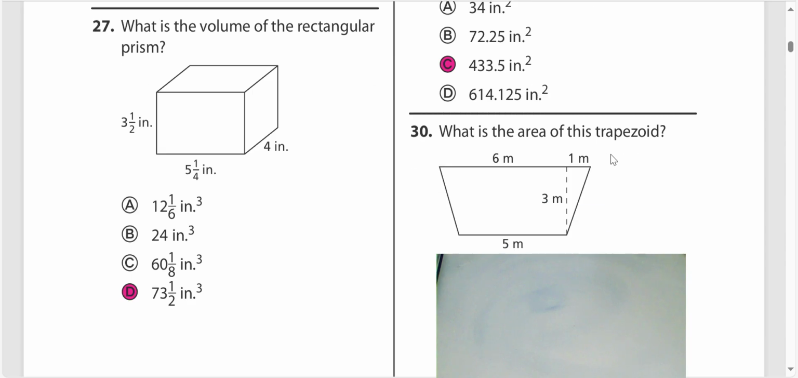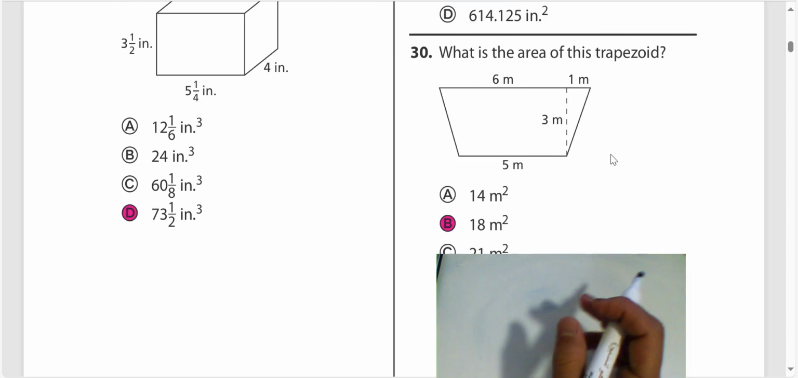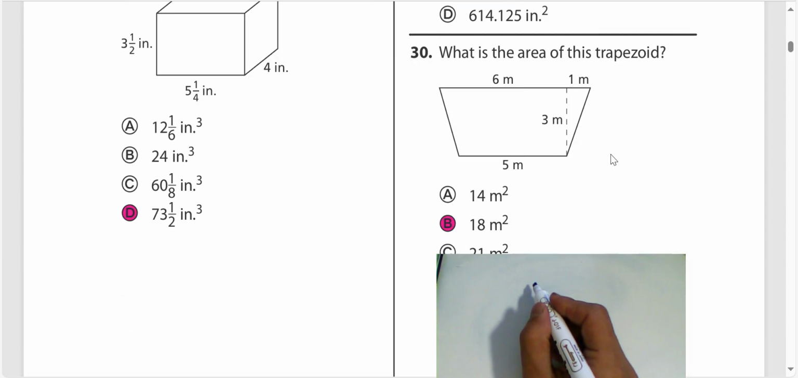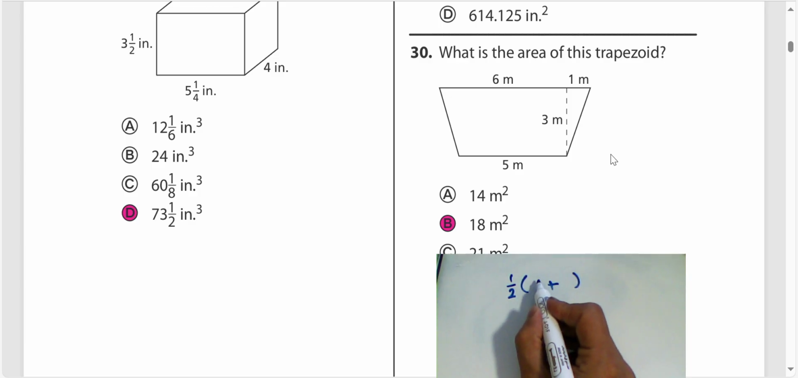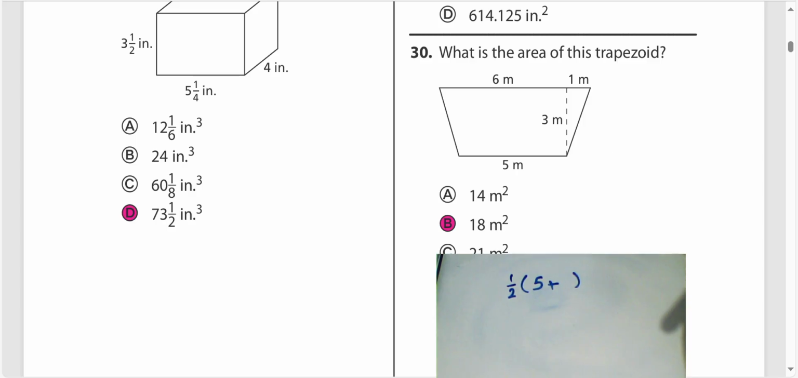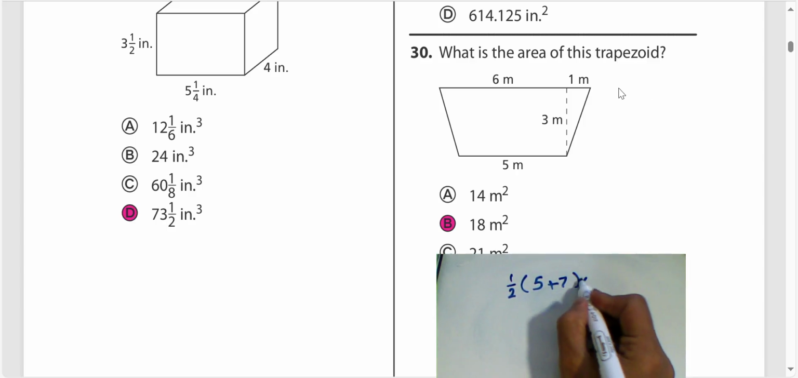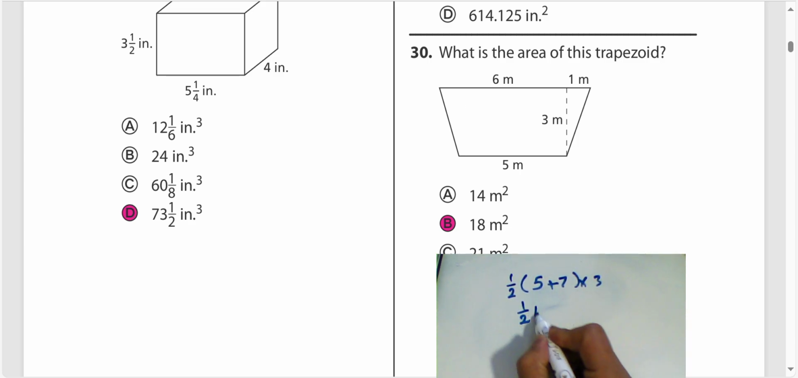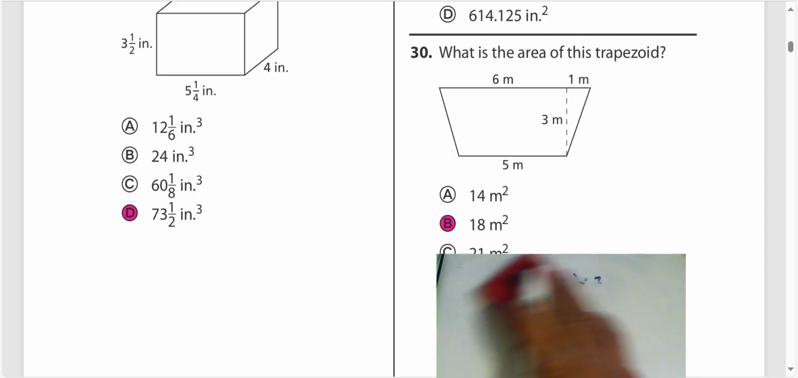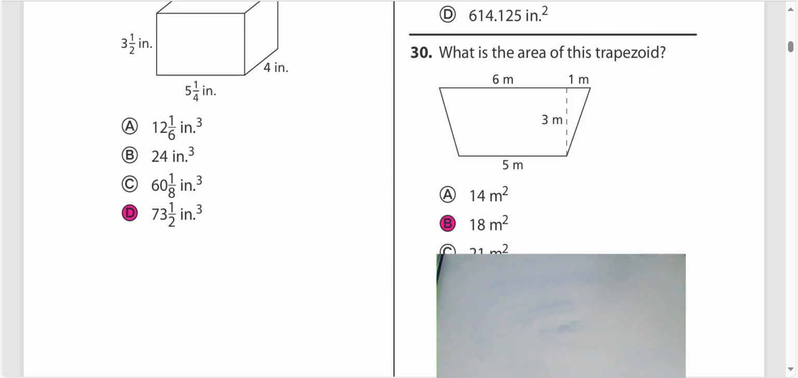Next question. Question 30. What is the area of the trapezoid? The area of a trapezoid equals half the sum of the two bases times the corresponding height. First base 5 and second base 6 plus 1 equals 7. And the height, look here, is 3. Then we can write half times 5 plus 7, 12, times 3. Half of 12 is 6. 6 times 3 equals 18. Then the area equals 18 square meters, the area of the trapezoid.